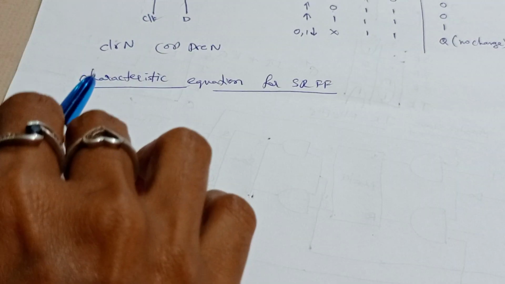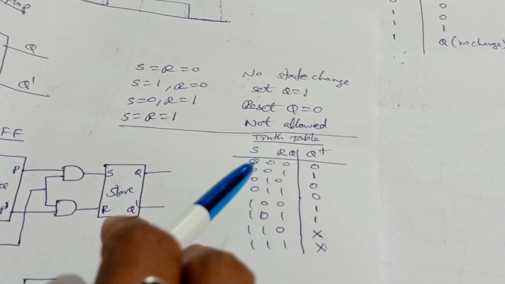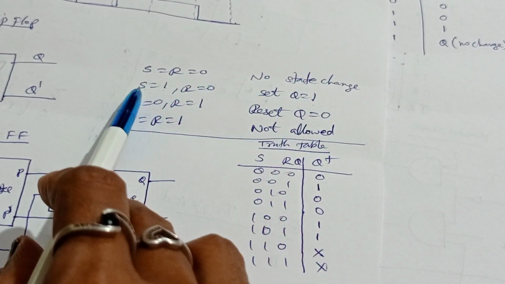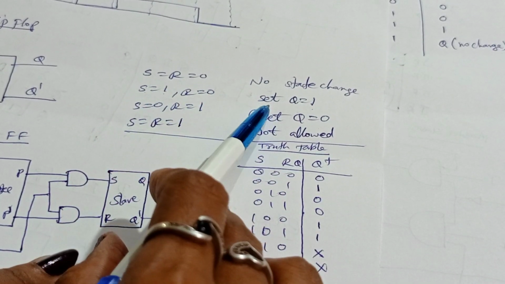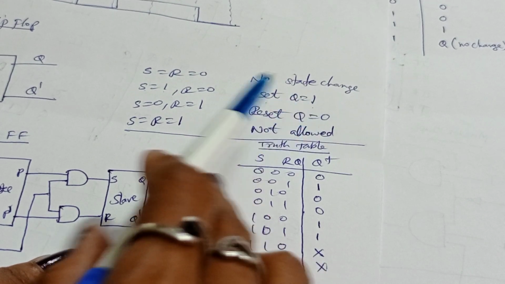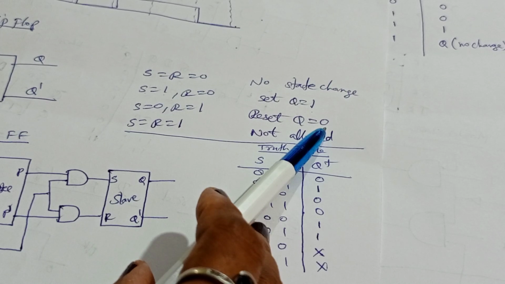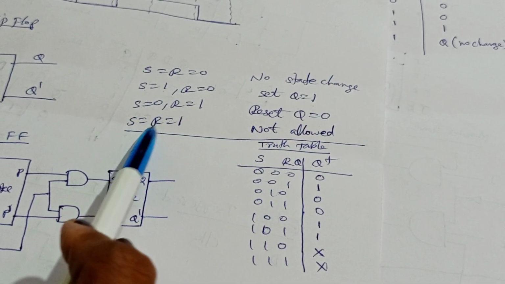Characteristic equation for SR flip-flop. As we have discussed earlier, S is equal to R is equal to 0, no state change. S is equal to 1, R is equal to 0, it is set to Q is equal to 1. And S is equal to 0, R is equal to 1, Q is equal to 0. Reset. S and R, both are 1, not allowed.